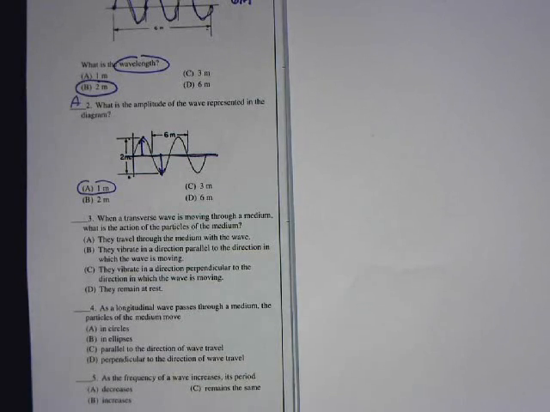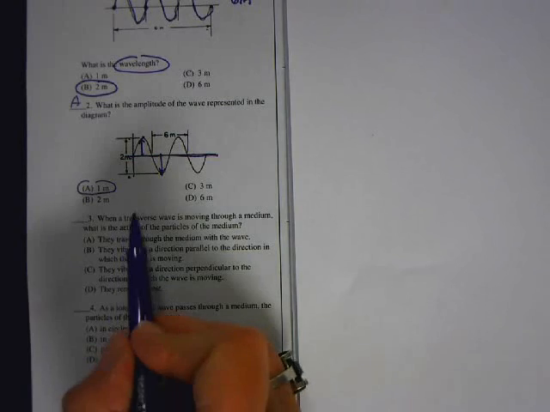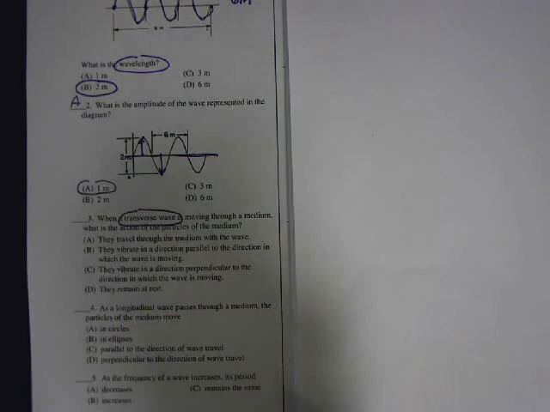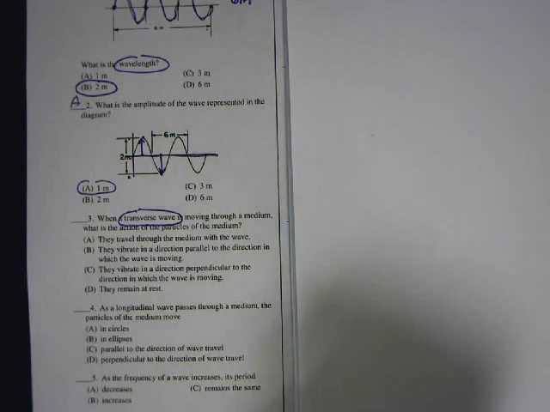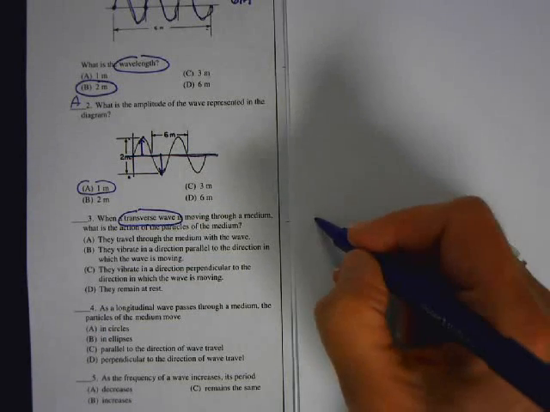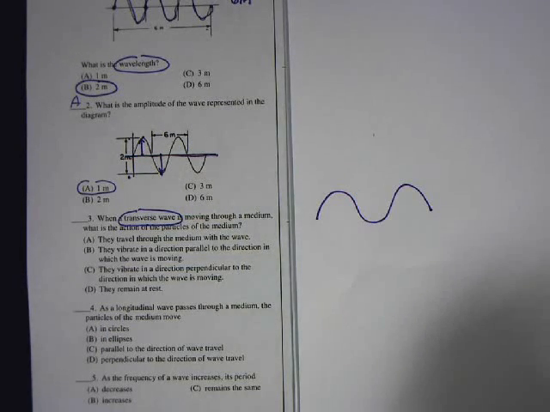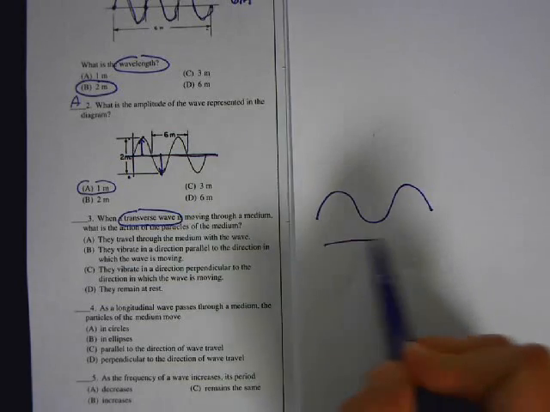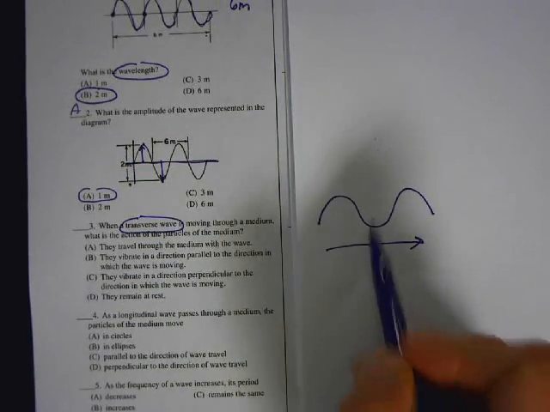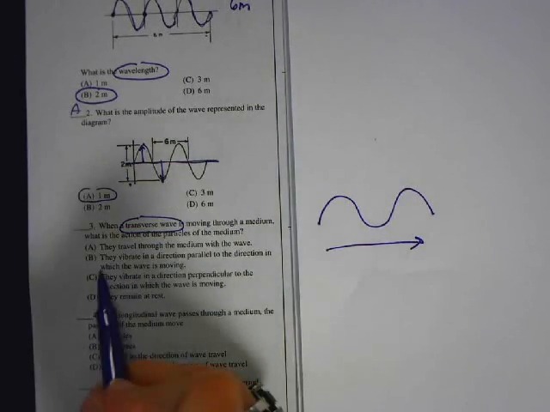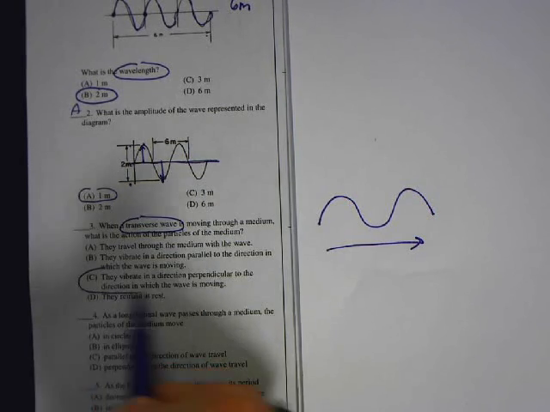Number 3. It says when a transverse wave is moving through a medium, what is the action of the particles in the medium? So remember, we did a lab last week, transverse wave. So a transverse wave, if you looked at your lab, if you look at your notes, that's the one that looked like this. So as the wave is moving from left to right, the particles in the medium are moving perpendicular, and that is C.